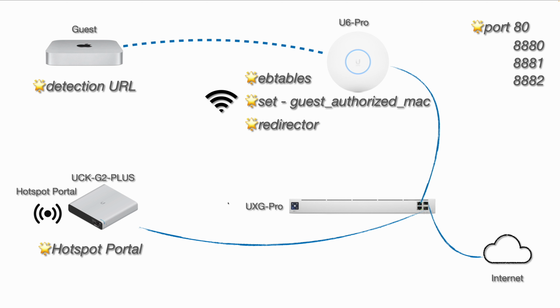And then the landing page you just saw is running in the network controller. In my case, it's the cloud key. It is not running inside your router. In the video, we will talk about several important network ports: 80, 8880, and 8182. They have their own different usages and make the whole process more interesting.